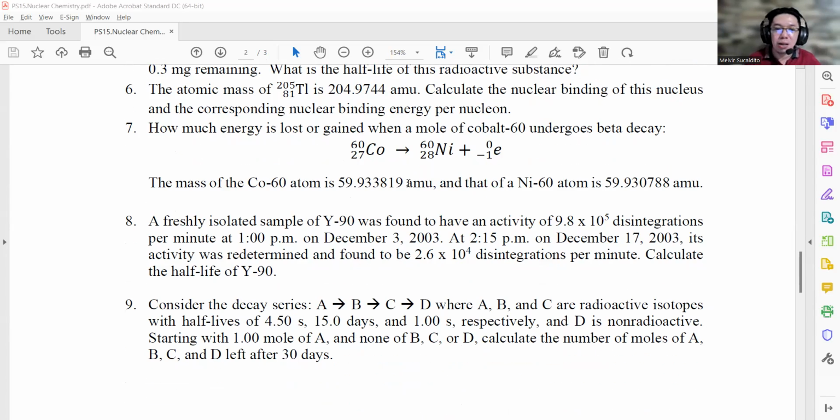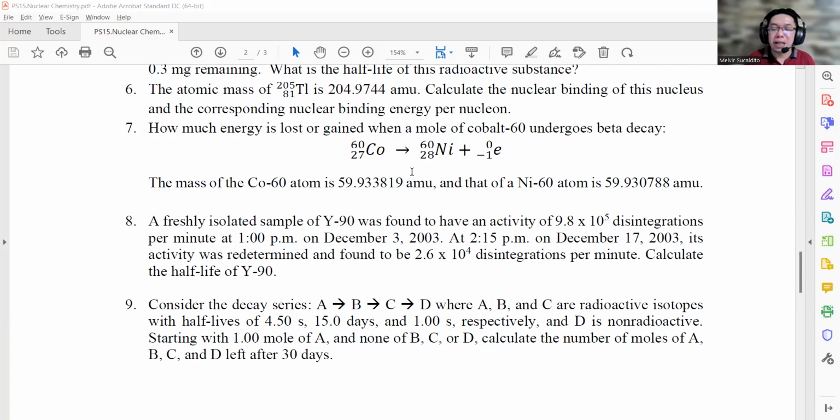If it's gained, please take note here, Josh, how will you get the delta E? Regardless of whether it's nuclear or thermo, delta E is always delta M times c squared. E is equal to mc squared.